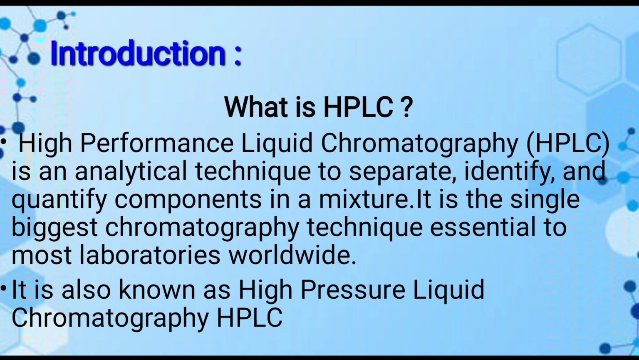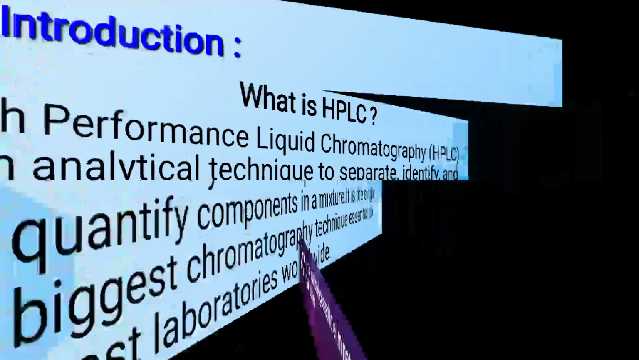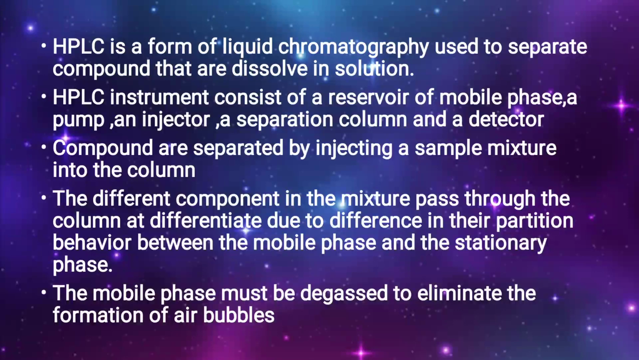Then it gives high performance due to the smaller particle size of the stationary phase. So the particle size in HPLC will be 3.5 to 10 micrometer. This is the size of the stationary phase. Due to the lower particle size, surface area will be increased and ultimately HETP, height equivalent to theoretical plate, will be increased. It will give better separation of the mixture of compounds.